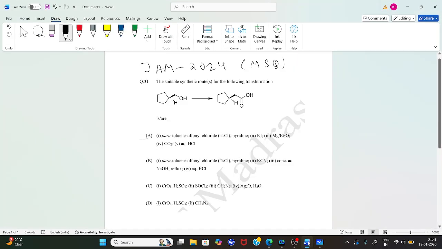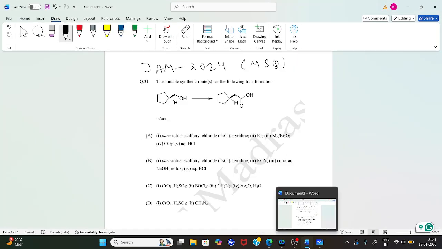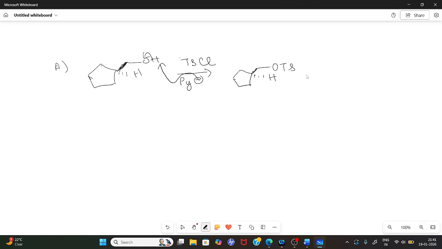In the next step, it says KI, potassium iodide, is added. Now it has been converted to a very good leaving group. So typically the I minus is going to attack at this side. This will lead to the leaving of the OTs group, that is the tosylate group, which is a very good leaving group, so that you get iodine here.